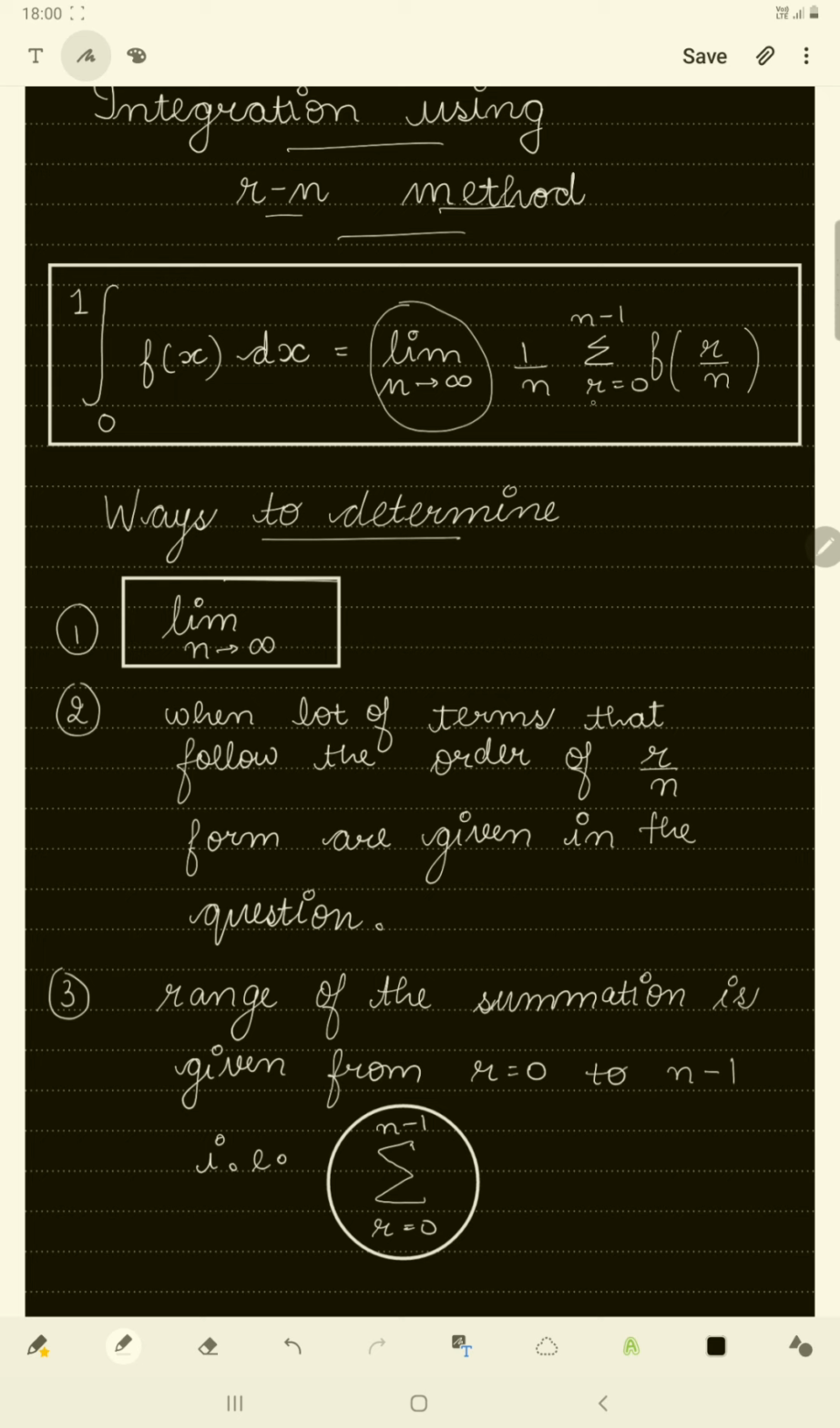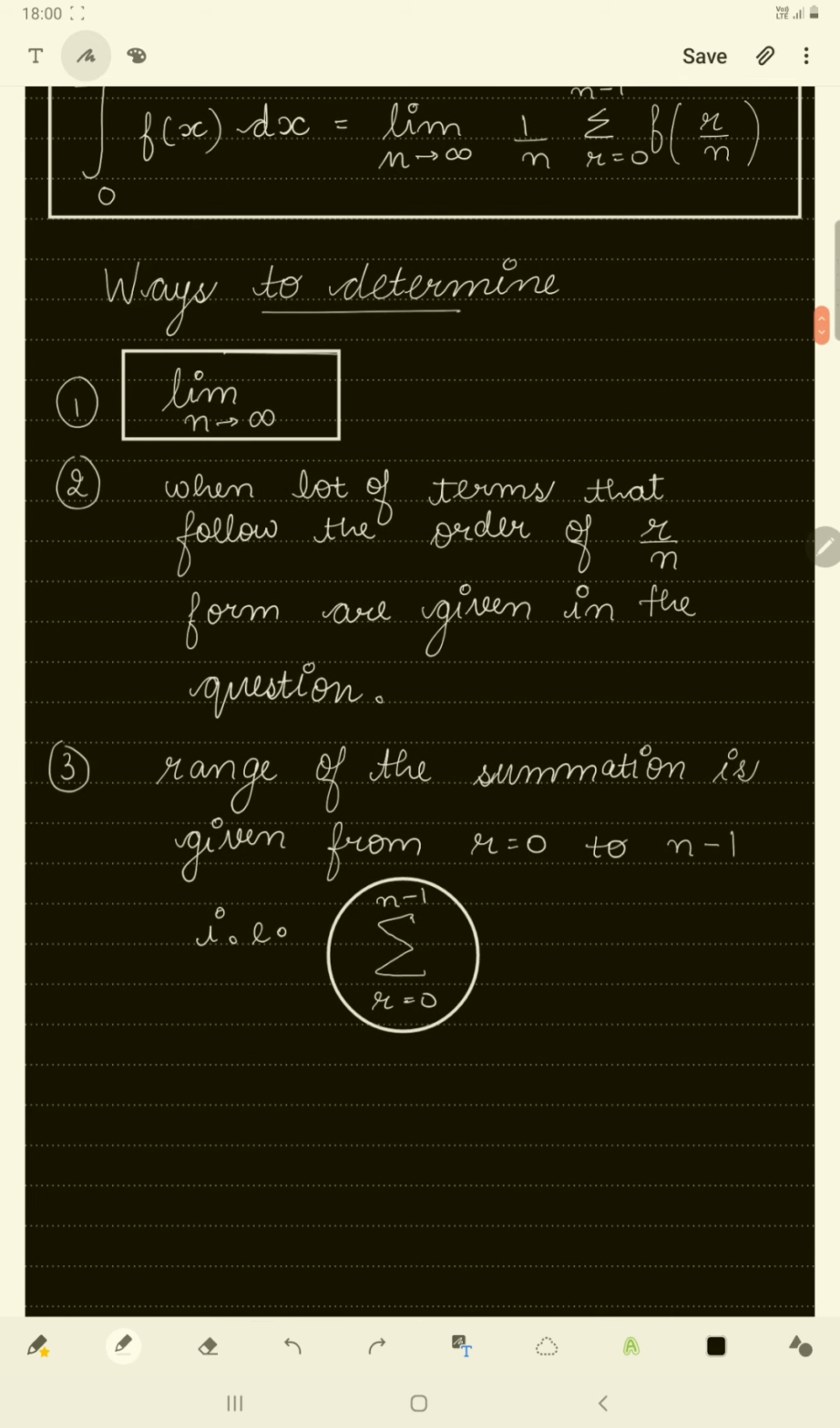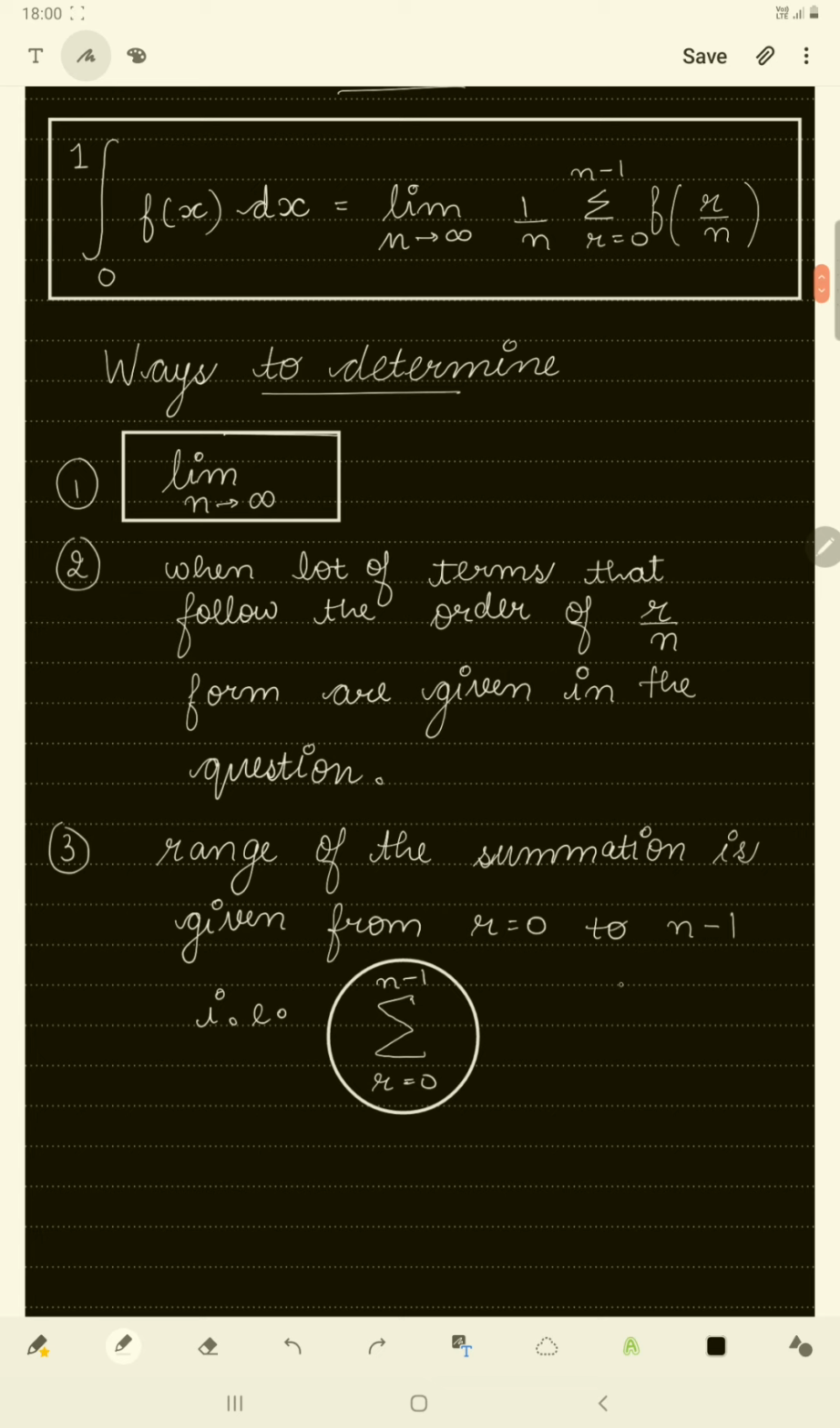Second, since this summation is from r equal to 0 to n minus 1, many of the terms having a function of r upon n would come many times, from n minus 1 down to 0. So when a lot of terms that follow the order of r by n are given in the question, we use this method to solve. Next, the third point is that the range of the summation is given from r equal to 0 to n minus 1. This form can be seen in the question, and it is one of the major identifications of these types of limit questions.